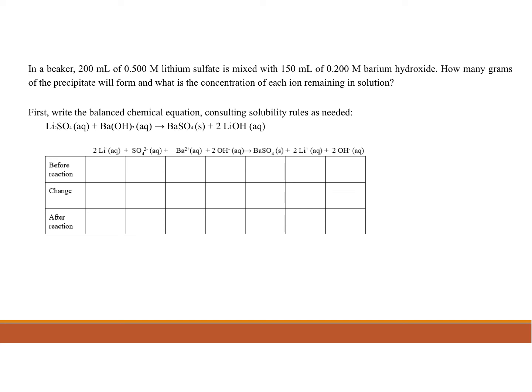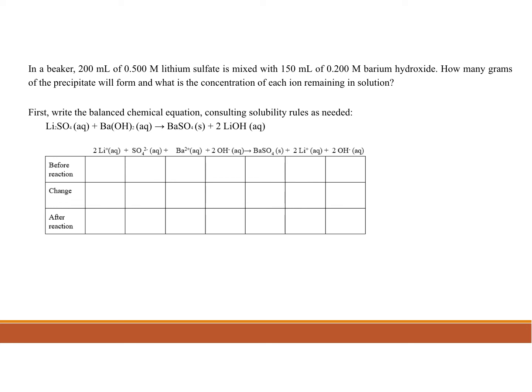So when you mix them together, you're going to want to know which one is limiting and which one is excess, because you're going to have some ions left over in solution. And the question is asking you for how many grams of the precipitate will form and what is the concentration of each ion that remains in the solution after the reaction has taken place.